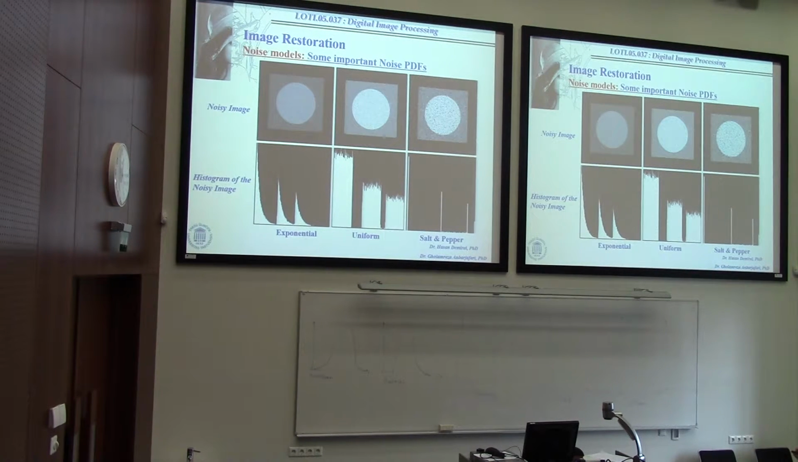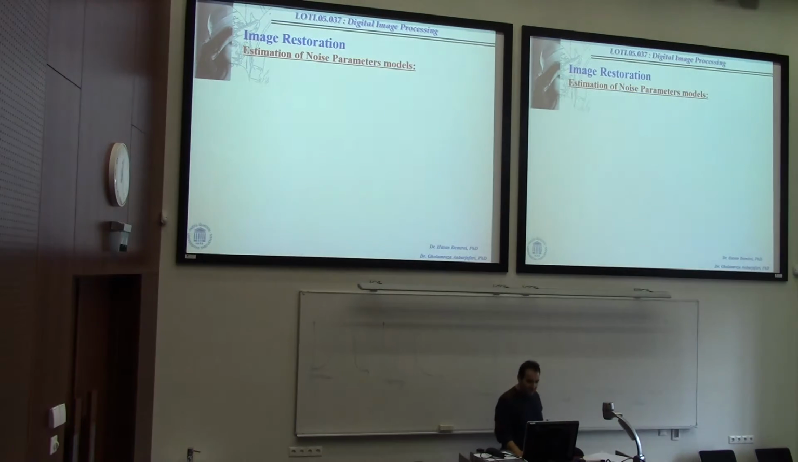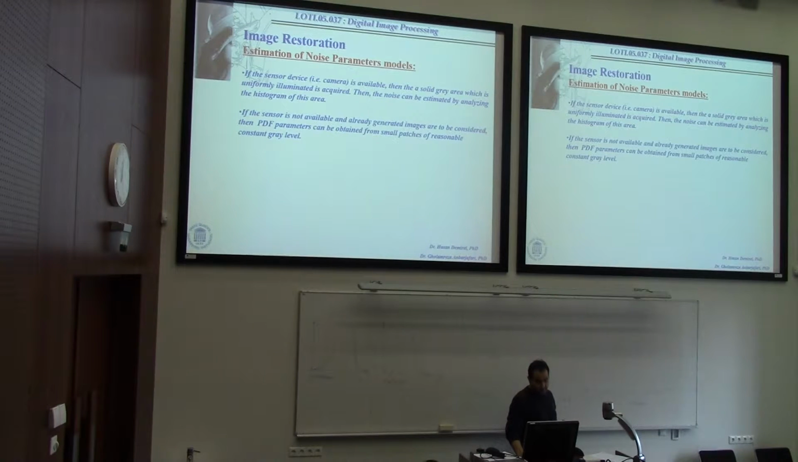And also for uniform, we have a shape like this. It means that the PDF of this is like this. And for salt and pepper noise, the PDF of the image is like this, and also you can see that we have a PDF of the function for this. It means that you can easily estimate the noise in the image by finding the histogram of the image and estimating the noise according to its PDF.